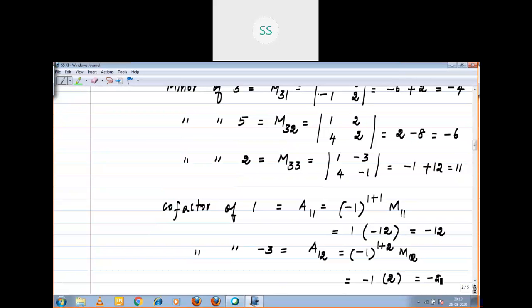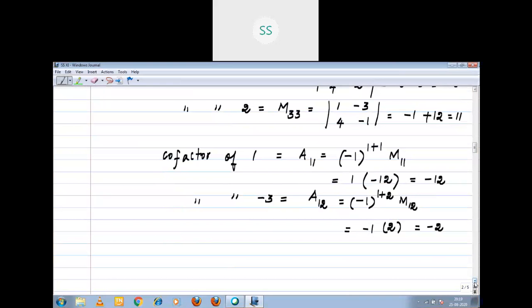Next, cofactor of 2. That means first row, third column, minus 1 the whole power 1 plus 3, M13. Minus 1 to an even power is positive, so 1. Here, M13 is what? Anyone? 23. So your answer is 23.